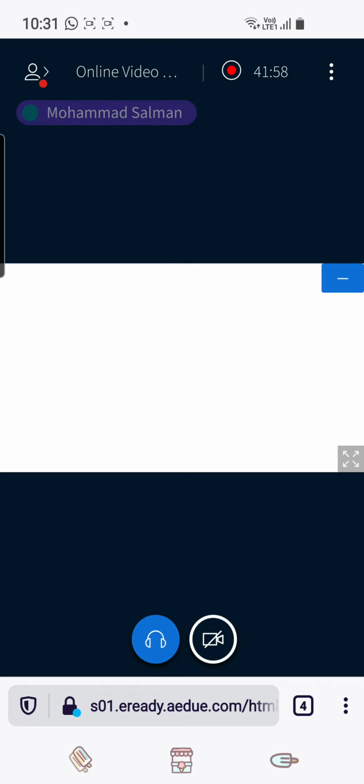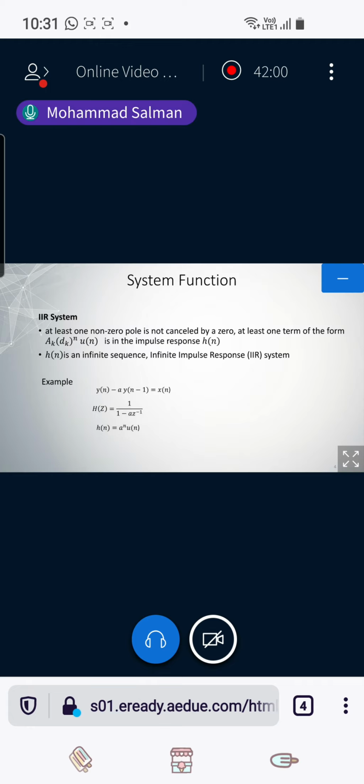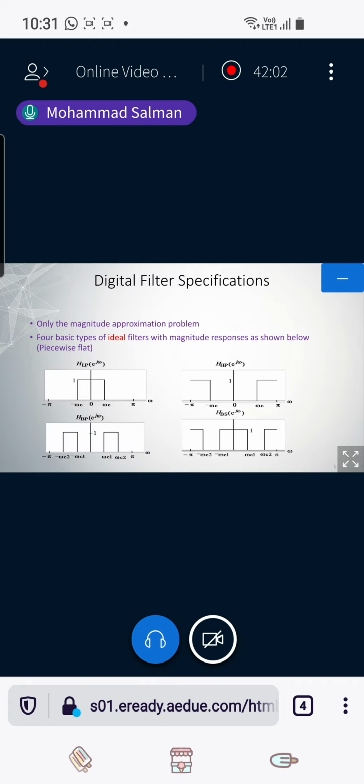Now, this is just a very simple example. We don't need this one. Let's look at this figure. Who remembers which filter this is? This is a low pass filter, right? And this one is a high pass filter.